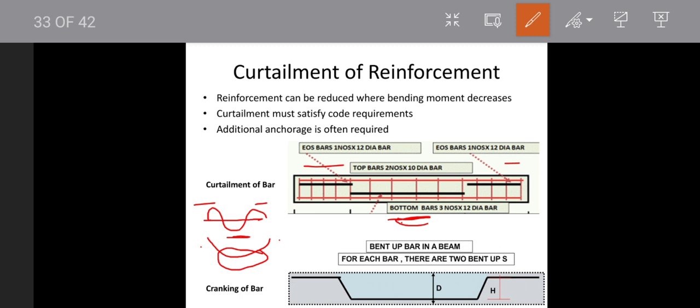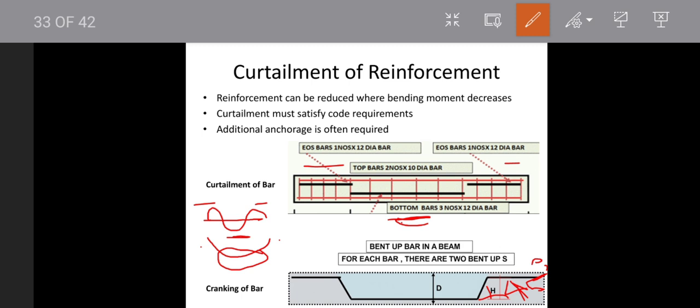Cranking means the rod is bent at 45 degrees. Here the angle is 45 degrees. Here the angle is 45 degrees and the rod is cranked here. So here, instead of cutting, what we do is bend the bar at 45 degrees and provide the reinforcement at the top.